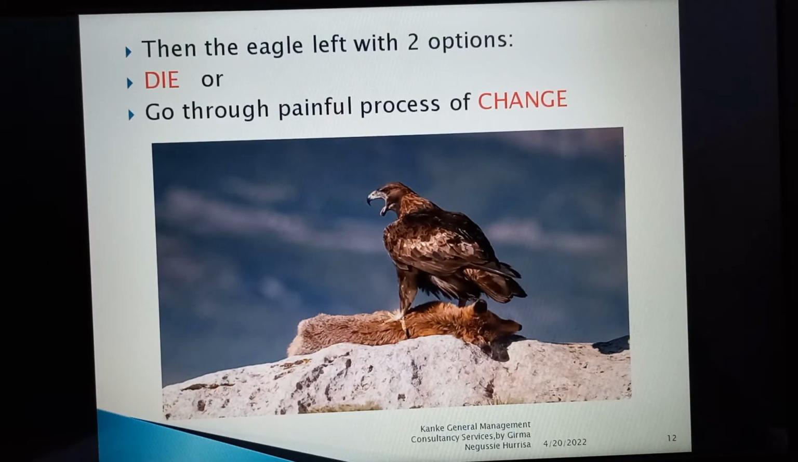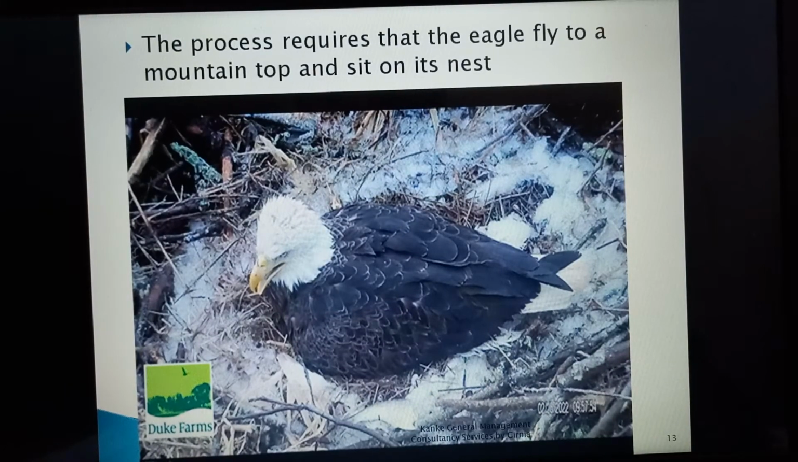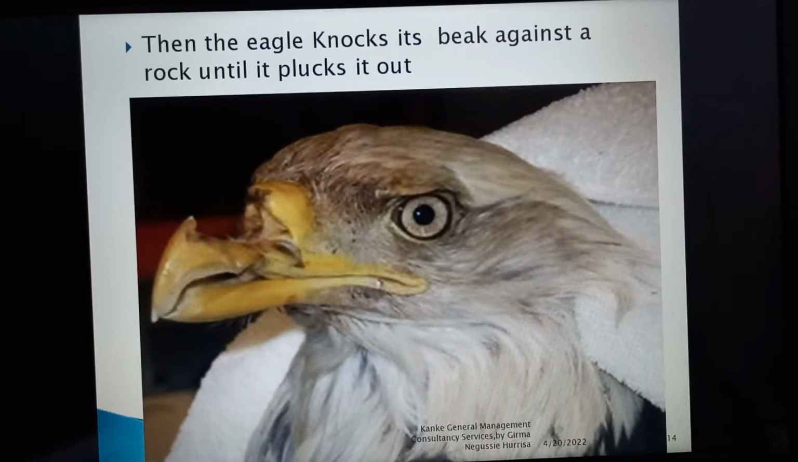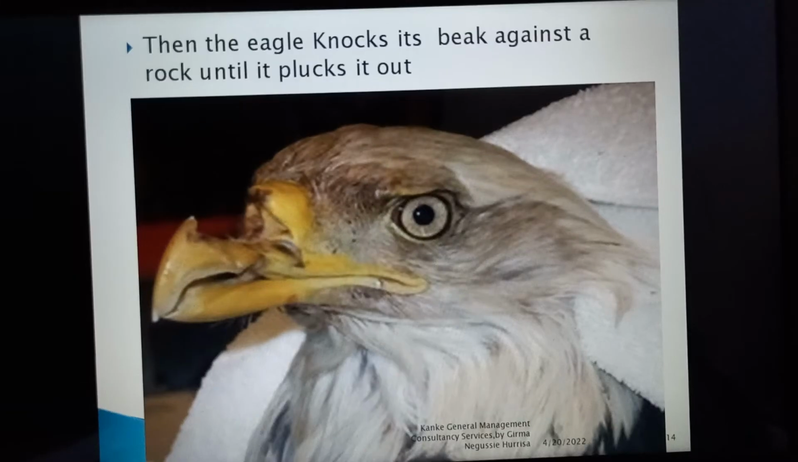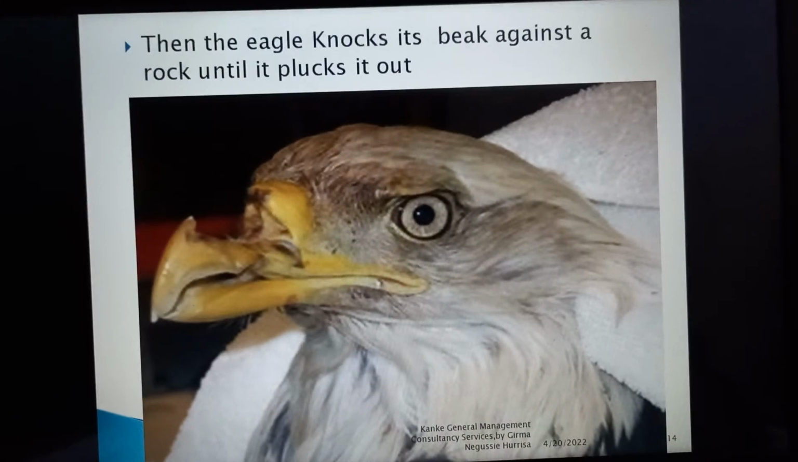Then, due to this problem, the eagle has two alternatives of decision. The first one is either to die or to go through a painful change process. So the eagle will make a decision. Then if the eagle has decided to live more years, it needs to go to the top of the mountain and sit on its nest. After that, the first step that the eagle will take is knocking its beak against the rock until it plucks it out. So the bent beak will be broken, and a new one will grow.